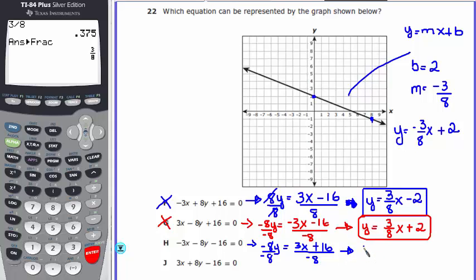And this would be y. So a positive divided by a negative is a negative. So it'd be negative 3/8 x. And positive 16 divided by negative 8 gives you a negative 2. Again, we've got the y alone, so now we can compare with the equation that we got from the graph, which is this one right here. And the problem is I'm supposed to get a positive 2, and here I get a negative 2, so I know that's not the answer.